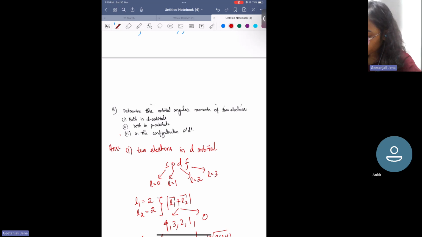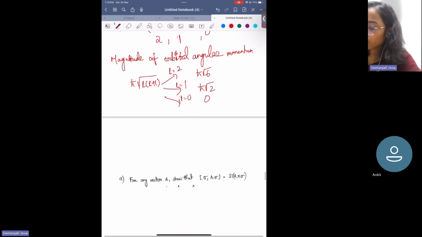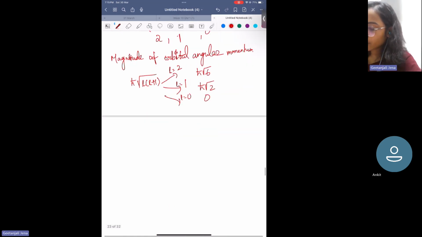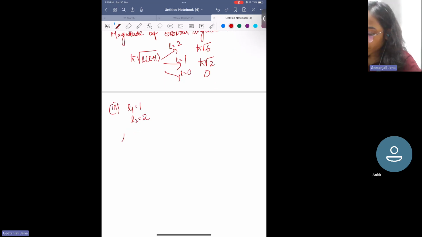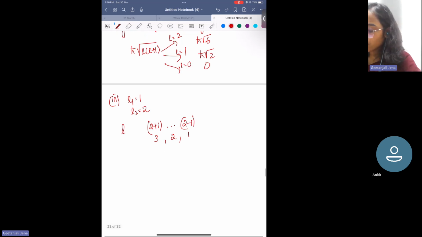Now for the third part, the electrons are one in p orbital and one in d orbital. You can follow the same process similar to the first and second. For the third one, L1 is 1, L2 is 2. So the values that L can take are from L1 plus L2 to L1 minus L2, meaning 2 plus 1 to 2 minus 1. This is 3, this is 1. In between we'll have one value, which is 2.